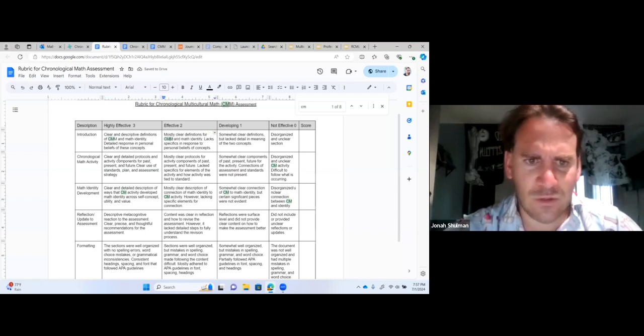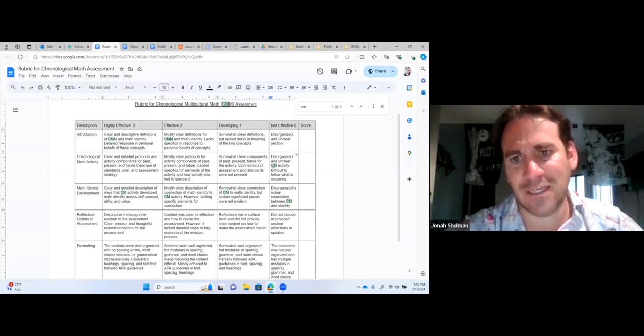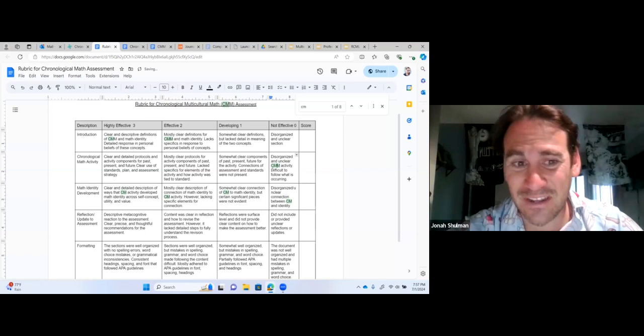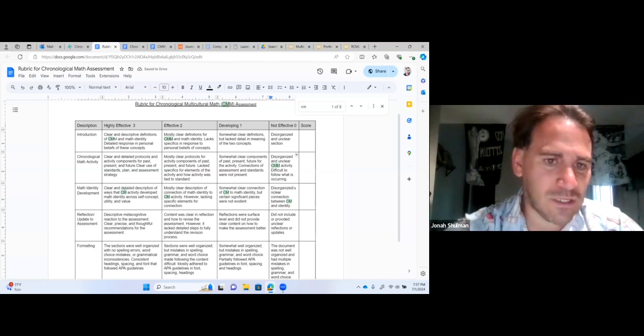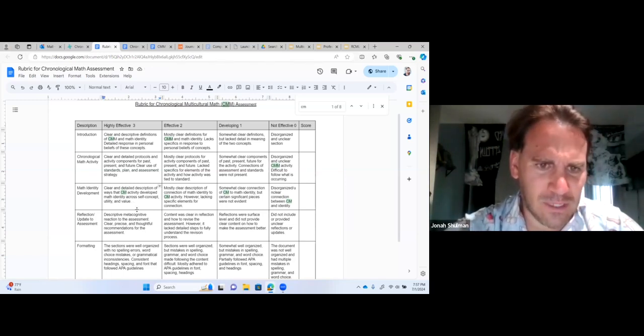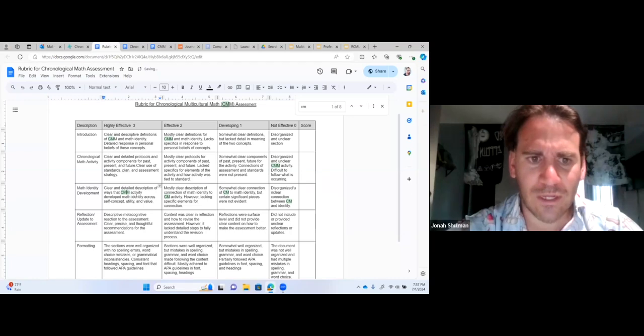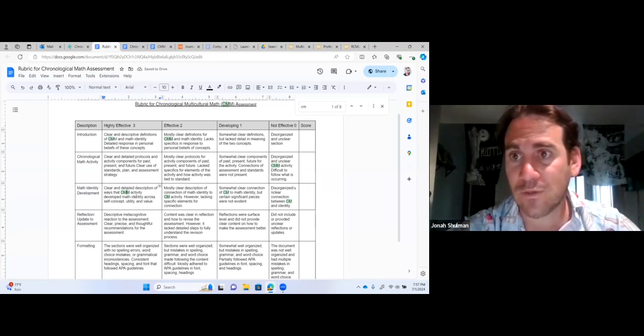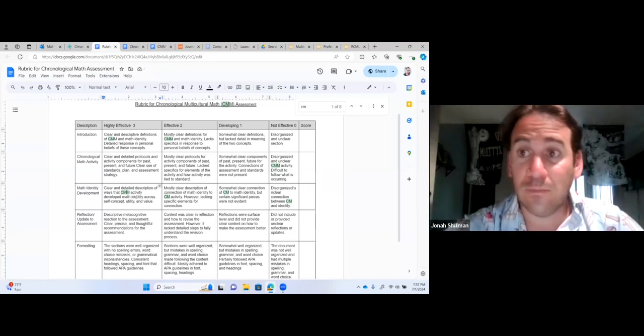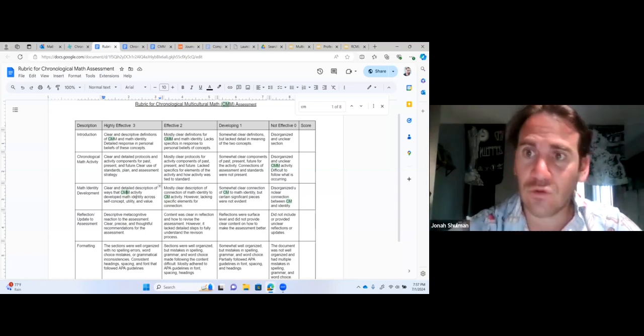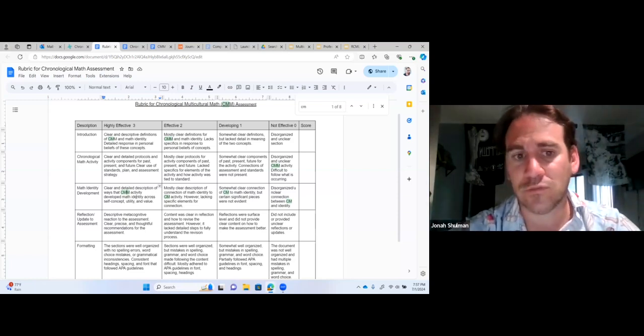Your activity, do you have good protocols? Do you have directions? Do you have standards? Do you have plans? Are you assessing it? Is it just a good lesson, right? For the math identity development, is there a detailed description of the ways that the activity actually makes students feel like they can do the math? Are you basically saying, I'm going to show this to make them feel like they can do the math? I'm going to show this so the content feels more useful. I'm going to do this so that it feels more valuable.